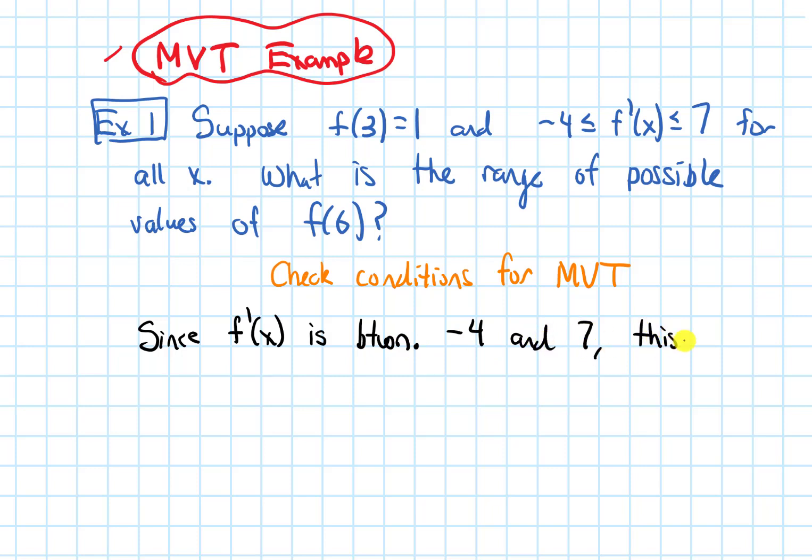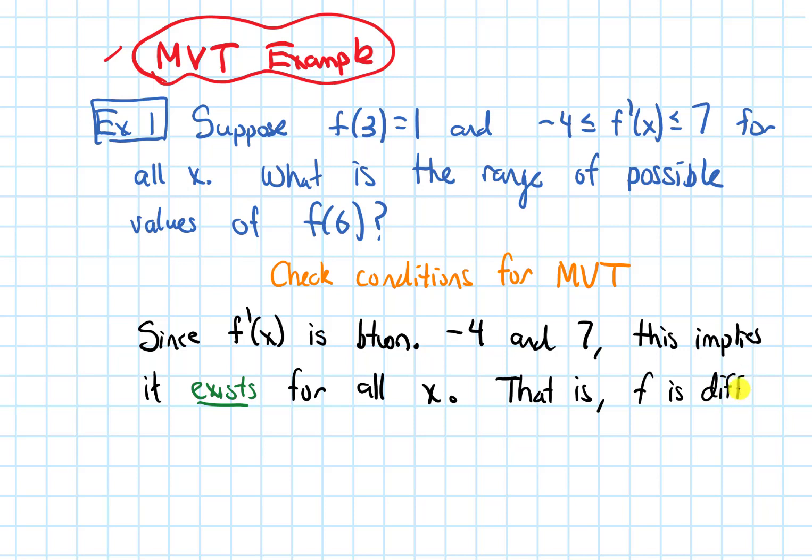This implies that our derivative exists. It's just some number between -4 and 7. It exists for all x. So, in other words, that is to say that f is differentiable. Differentiable means the derivative exists. Okay, it's differentiable everywhere, because this is true for all x.